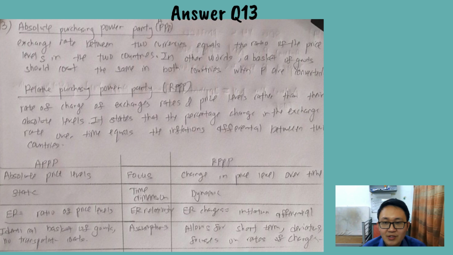The APPP is more focused on absolute price levels, but the RPPP is more focused on changes in price levels over time. In terms of time dimension, the APPP is more static, but the RPPP is more dynamic. In terms of the exchange rate relationship, the APPP says the exchange rate equals the ratio of price levels, but the RPPP shows the exchange rate change equals the inflation differential. The APPP assumes an identical basket of goods and no transportation cost, while the RPPP allows for short-term deviations.